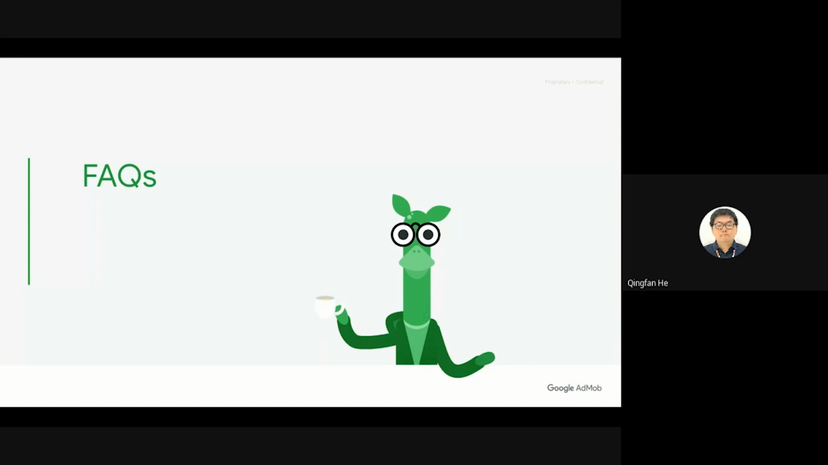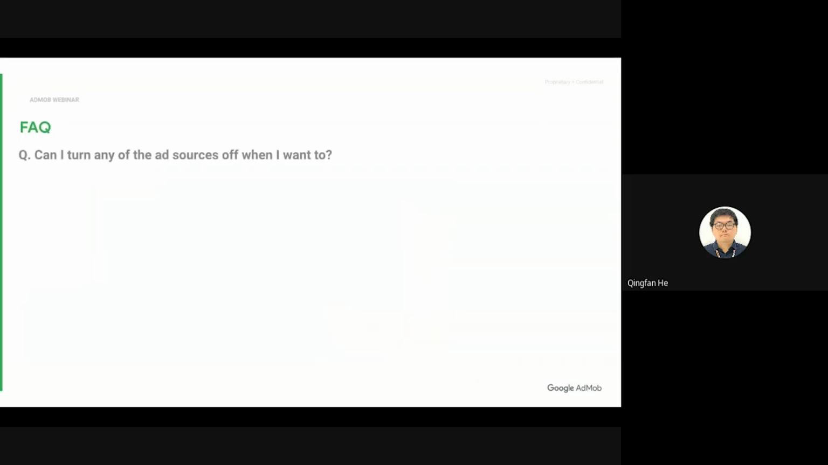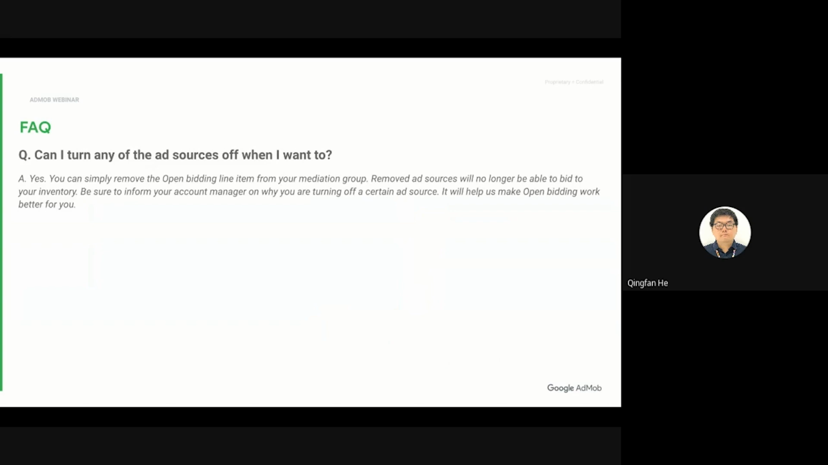And here are some common questions observed during the open bidding integration from other publishers. So, can I turn off any of the ad sources when I want to? The answer is yes. You can simply remove the open bidding line item from your mediation group. Removed ad sources will no longer be able to bid into your inventory. Be sure to inform your account manager on why you are turning off a certain ad source. It will help us make open bidding work better for you.